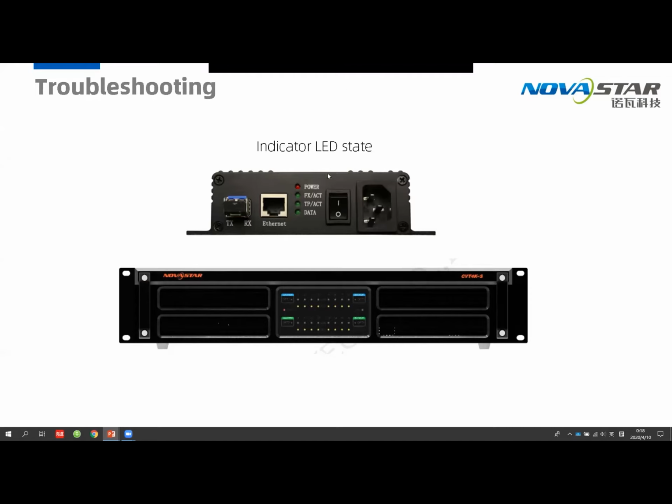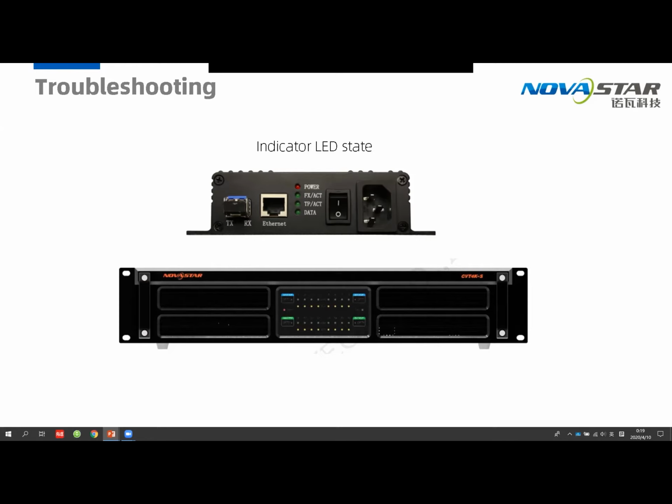And for the second indicator light, the TP act, when the network cable communication from the sending card to the converter, or from the converter to the receiving card, is normal, the indicator is on, or else it will be off. The last one, data, means only when both FX act and TP act lights are on, the data indicator on the converter at the receiving card end will flash, or else it doesn't flash.